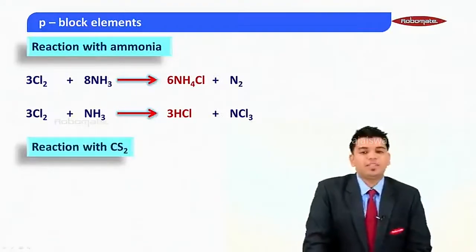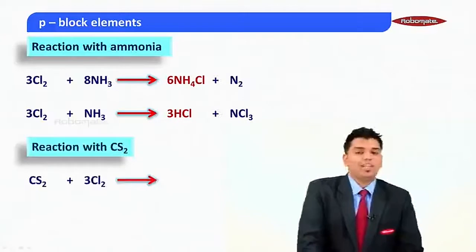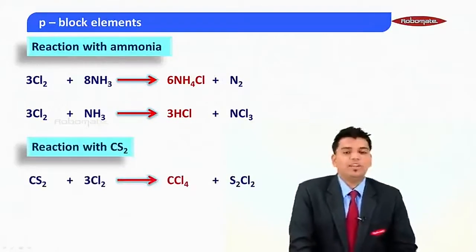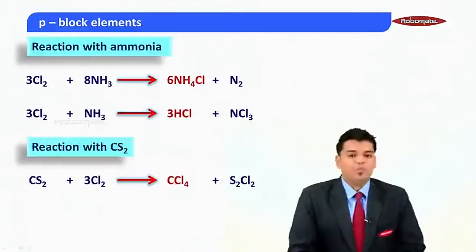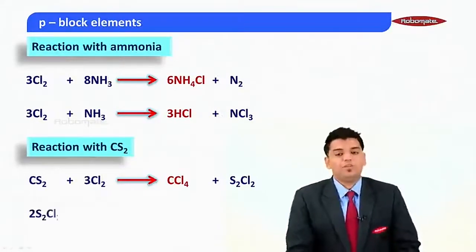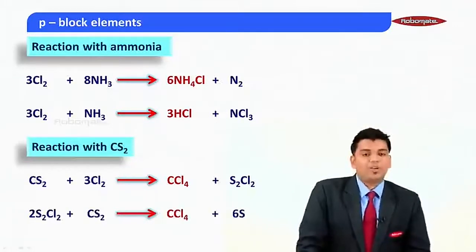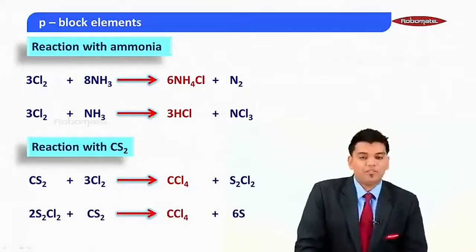Moving ahead, reaction with H2S. Now H2S plus Cl2 gives CCl4 and we get S2Cl2, that is carbon tetrachloride and sulfur monochloride. This S2Cl2 when further reacted with CS2 gives us CCl4, that is carbon tetrachloride, and gives out sulfur.